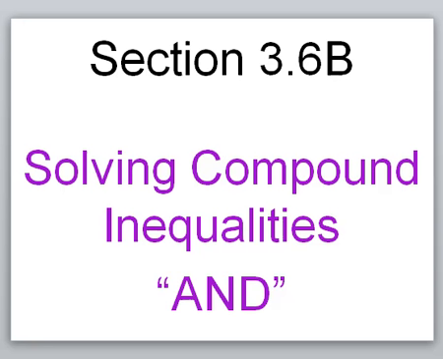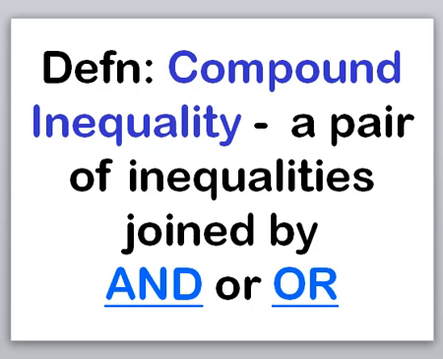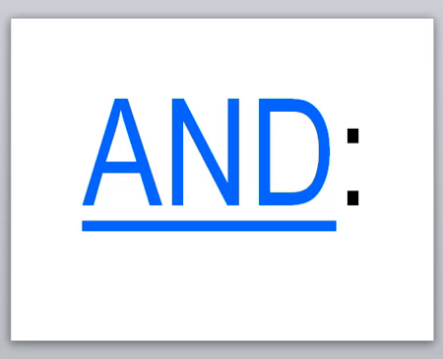In the previous lesson, we learned about or statements. Today, we're going to learn about and statements. So, again, there's that definition of a compound inequality. A compound inequality is a pair of inequalities that's joined by and or. The other day, we talked about just or statements. Today, we're only talking about and statements.